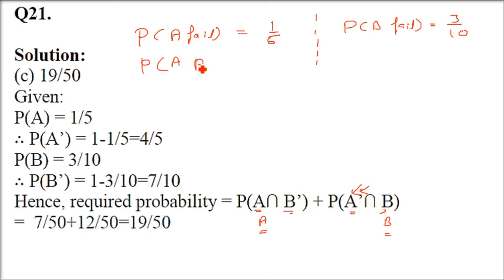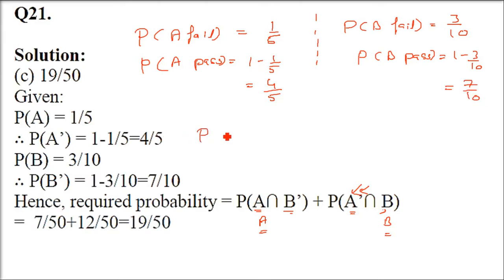Since we cannot use the addition theorem here, let us find out the probability of A passing, that is 1 minus 1 by 5, 4 by 5 it will be. Probability of B passing will be 1 minus 3 by 10, that is going to be 7 by 10. So what I am saying is P of A pass, and this is intersection, so multiplied by probability of B failing, and adding probability of A failing and probability of B passing.